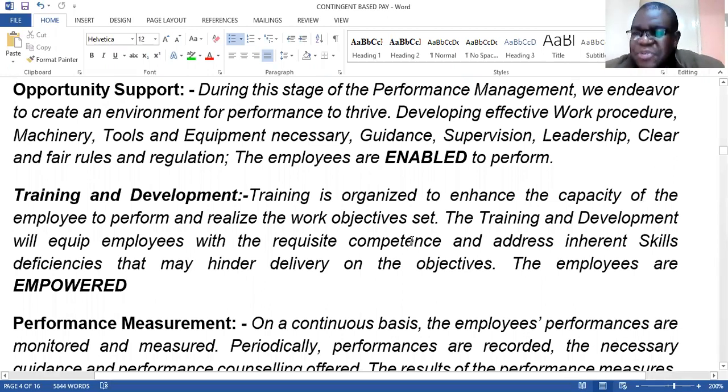Number two, we have opportunity support. For opportunity support, we are looking at the organization being able to create that enabling environment for the employee to work towards achieving the objectives. You want to be able to provide the necessary machinery, tools, and equipment, clear work procedures, fair rules and regulations, proper guidance, supervision, and leadership for the employees to be enabled to perform.